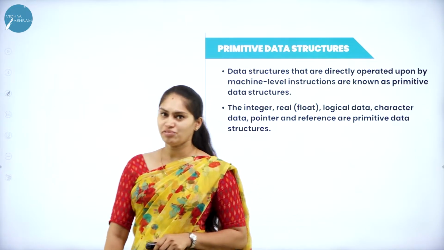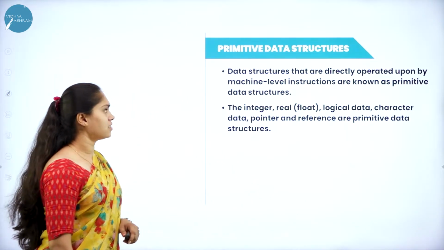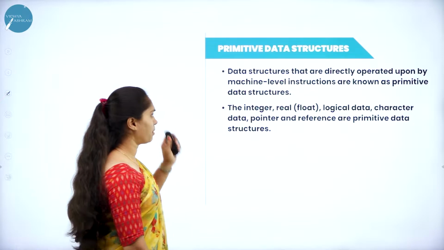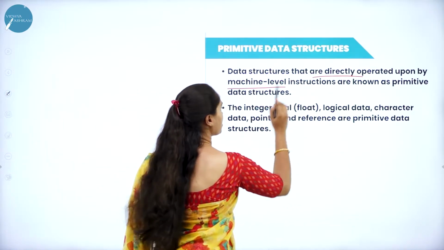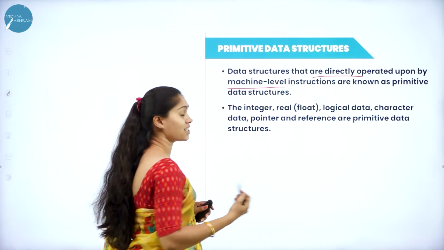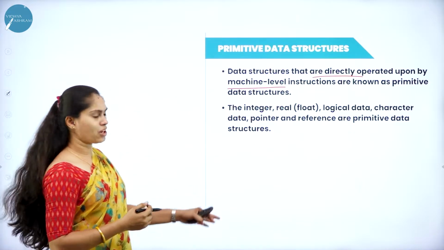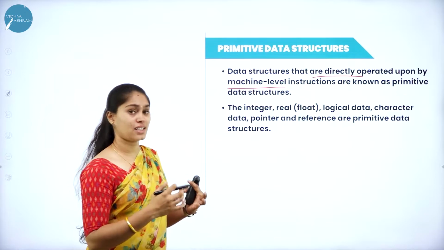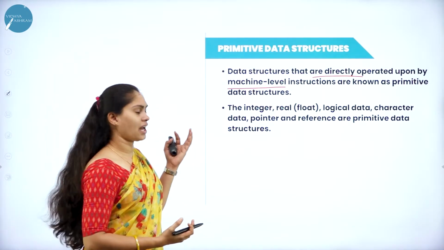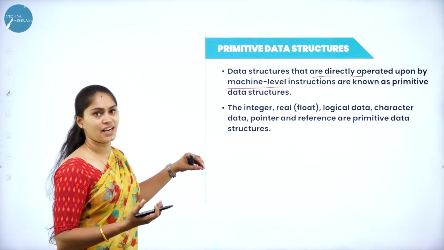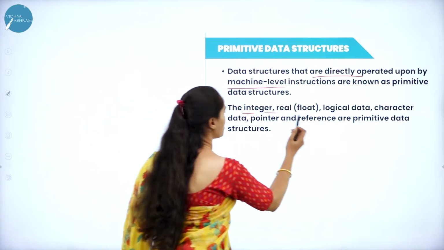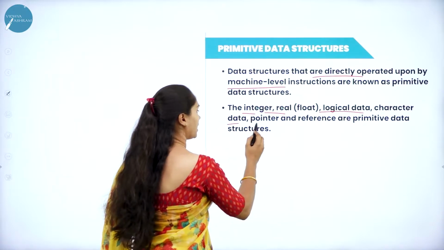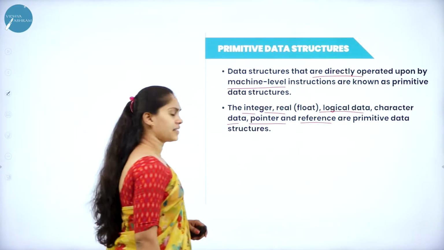So, what is the first topic here? That is primitive data structure. It directly operates upon machine level instructions. What are the examples? When I am describing all these things, you have to understand and analyze. This question can be asked for 1 mark, like mention the data structures which come under primitive data structure. It includes integer, real, logical data, character data, pointer and reference.